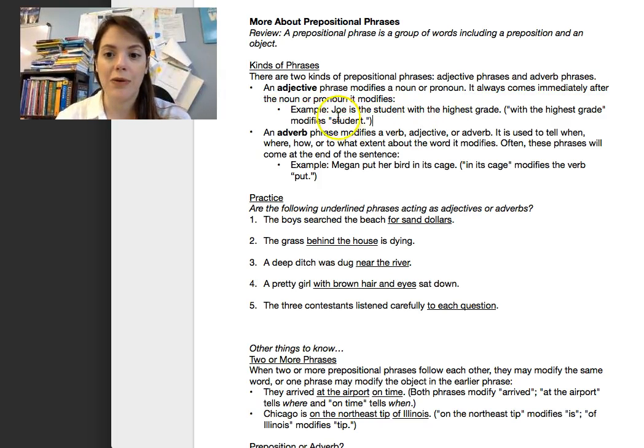So for example, Joe is the student with the highest grade. So with the highest grade is my prepositional phrase here. It's acting as an adjective telling me more about student. So it's modifying that noun, student.